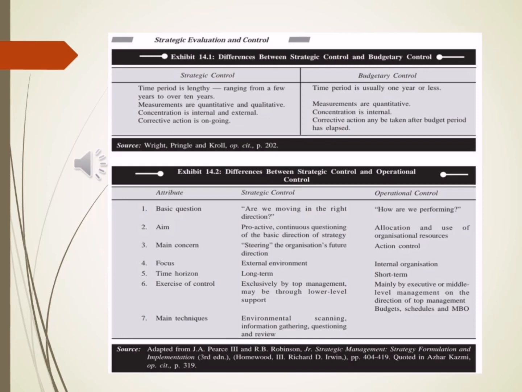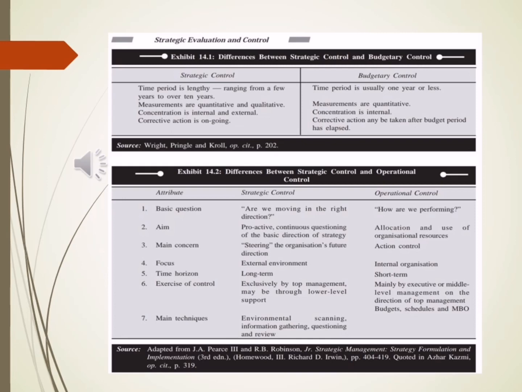For the basic question, the strategic control is, are we moving in the right direction? And for the operational, how are we performing? And then for the aim, proactive, continuous questioning of the basic direction of strategy. And for the operation, allocation and use of organizational resources. And for the main concern, steering the organization's future direction, but for the operation, action control.